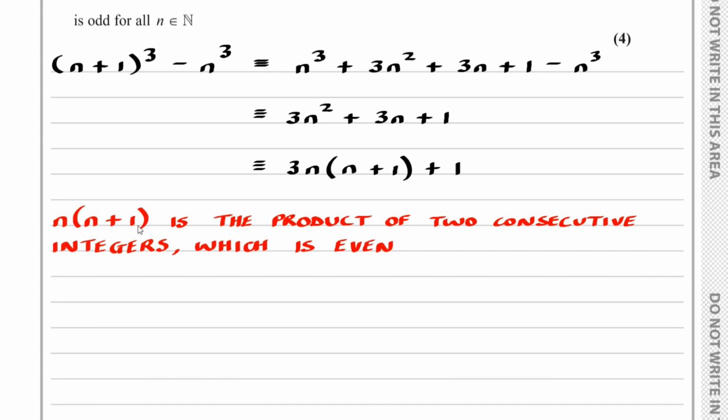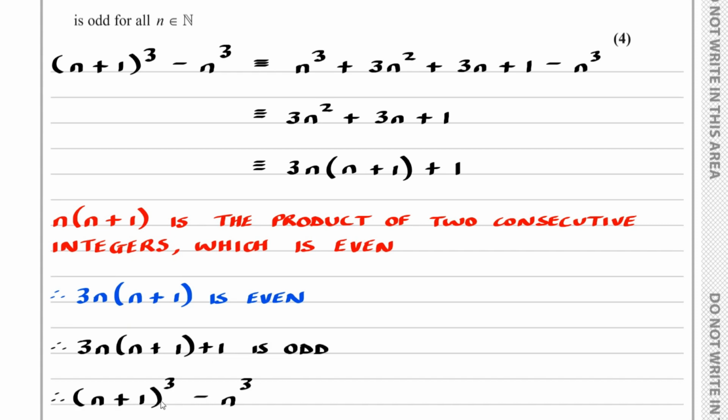So n times (n plus 1) is always even. So if I have n times (n plus 1) being even, and I'm multiplying that by 3, 3 times (n plus 1) will always be even. So we have 3 times (n plus 1), which is even, and I'm adding 1 to this. And if I add the 1 to this, I've got even plus odd, which is odd, which means (n plus 1) cubed subtract n cubed is odd for n belonging to the set of natural numbers.